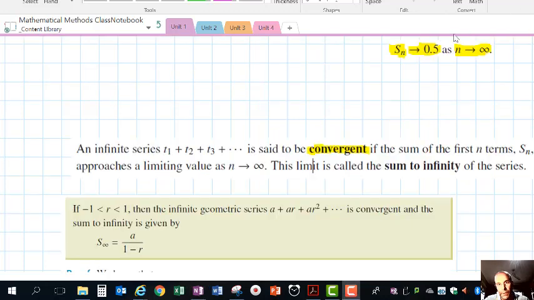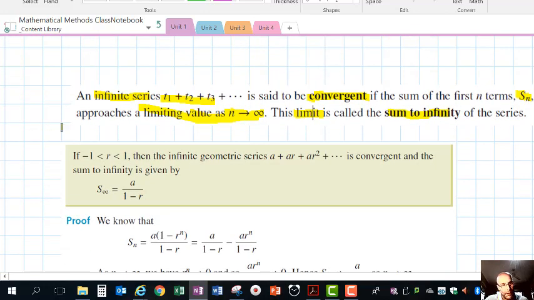Okay, so this one is convergent, and we can say that an infinite series is convergent if the sum of the first n terms, which is S sub n, approaches what we call a limiting value as n approaches infinity, where we can look at increasingly longer sums and increasingly more terms. So the ultimate extent of that would be infinity. The limit, or the limiting value, that's an important word, limit, is called the sum to infinity of the series.